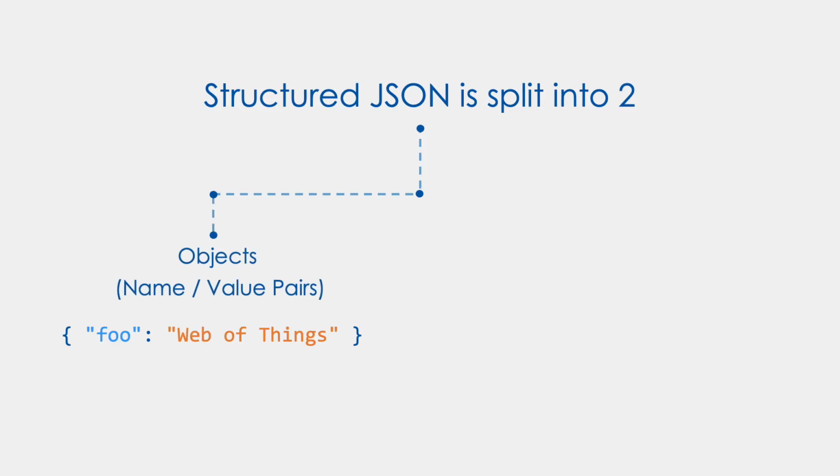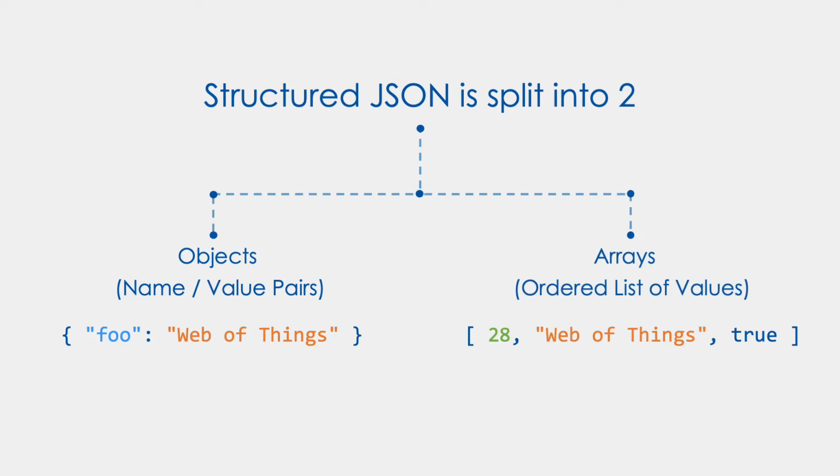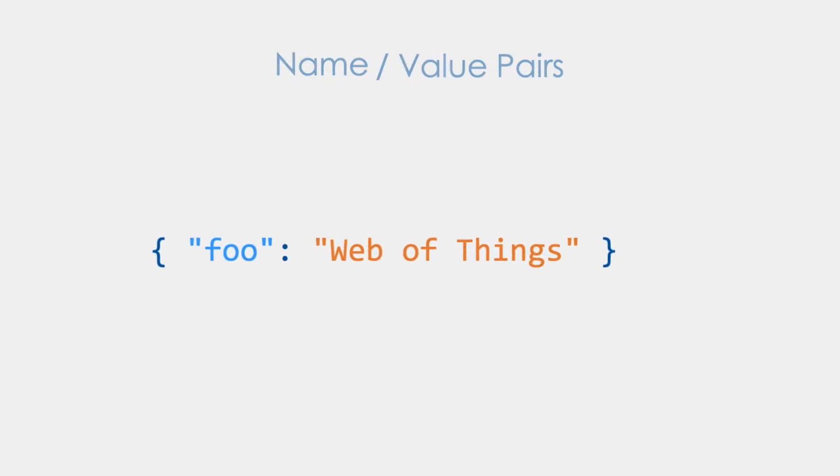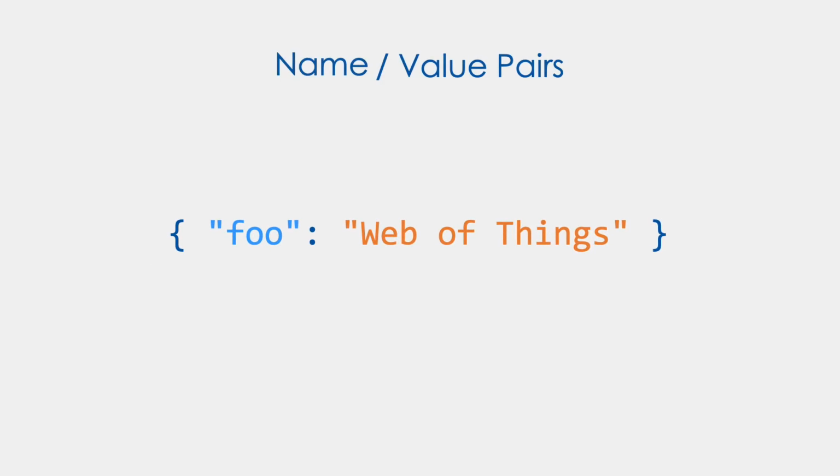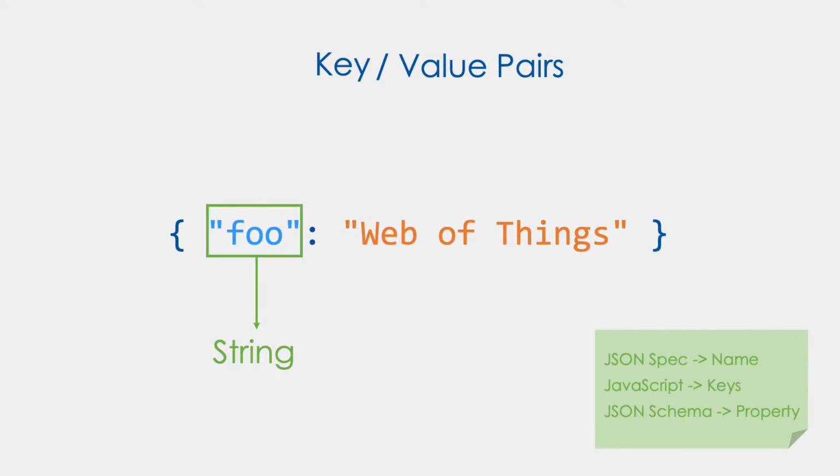In various programming languages, this can be called an object, struct, dictionary, hash table, or keyed list. Second one is ordered list of values, called arrays. In most programming languages, this can be called as an array, vector, list, or sequence. An array of different types is allowed too. Name-value pairs are also called key-value pairs. Keys are always strings and always start and end with quotation marks.